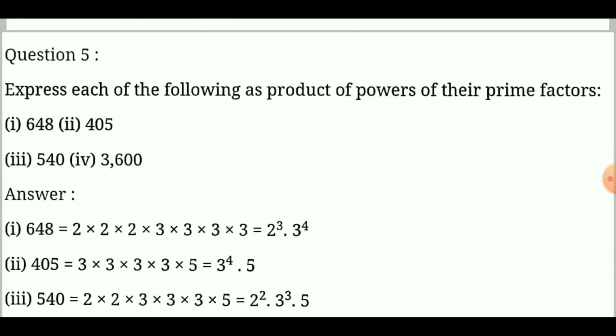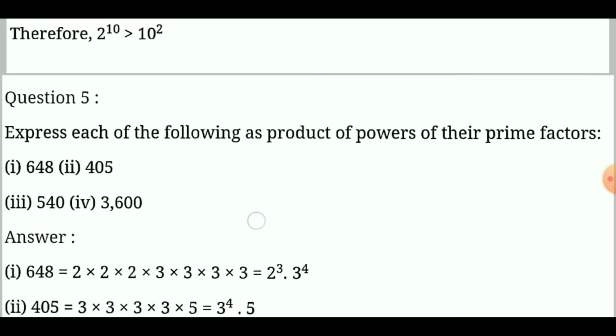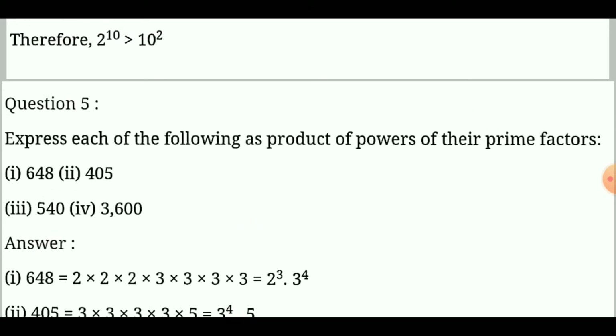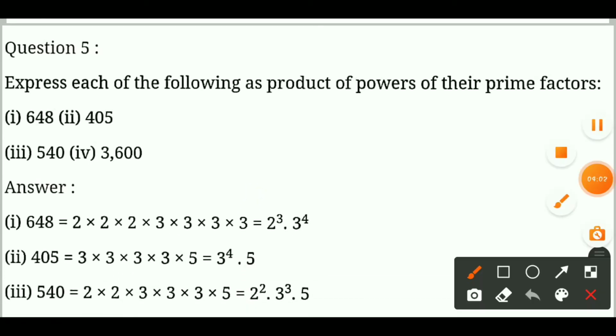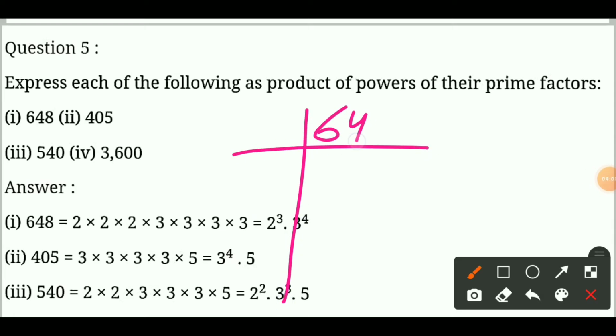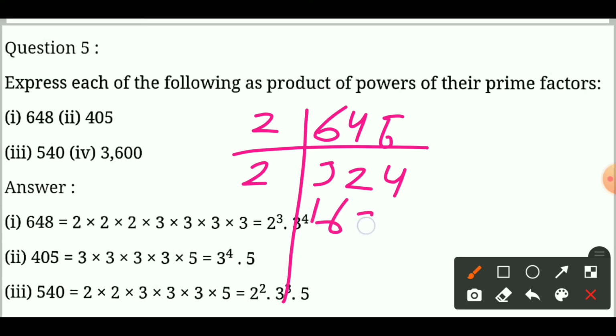Question number 5. Express each of the following as product of powers of their prime factors. So here also you have to do same thing as like above question, means question number 3. Here you need to find the prime factor. So how you will solve? First the number is even, 2 3 is 6, 2 2 is 4, and 2 4 is 8. 2 16 is 32 and 2 2 is 4. 2 8 is 16, 2 1 is 2.